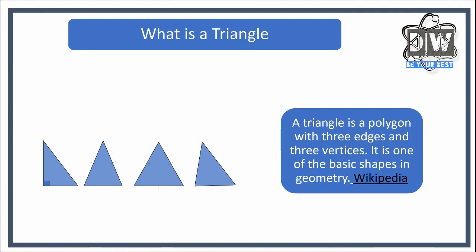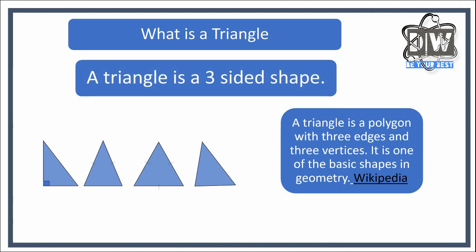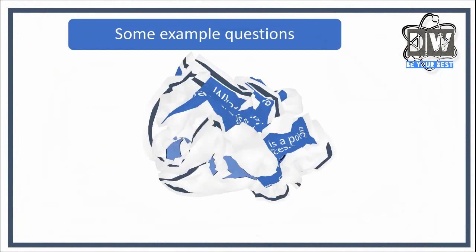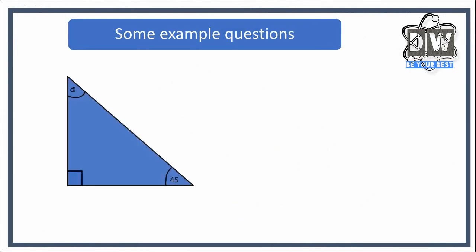So, what is a triangle? It is a three-sided shape, but it also has three edges, three vertices, and is one of the basic shapes in geometry. That's taken from Wikipedia. So as I said before, the key piece of information here is to know your triangles, okay? Now, if you know your triangles, you'll straight away know that this angle here is 90 degrees.